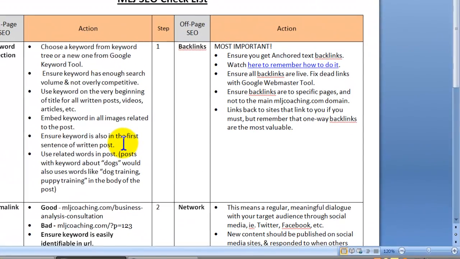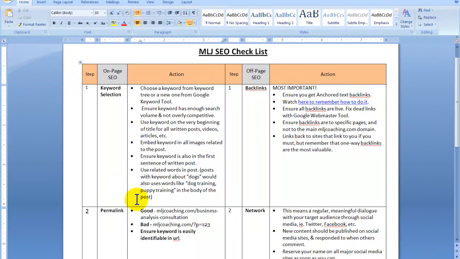Also, it should be said that it's stronger to use just the keyword in the title and not other words. Sometimes that's not very practical, so you have to use your own best judgment, but ideally it's stronger just to use the keyword. So for example, if my keyword is business analysis consultation, I don't say business analysis consultation hyphen mljcoaching.com. You want just business analysis consultation in the title to really optimize the SEO power there. But sometimes it's not practical.